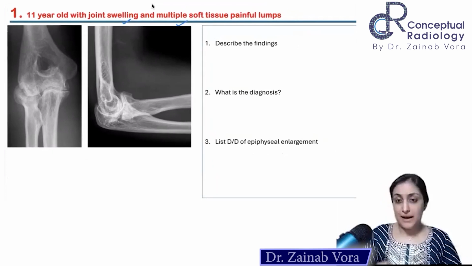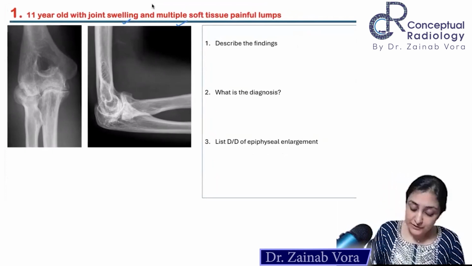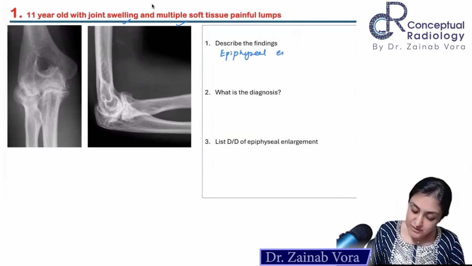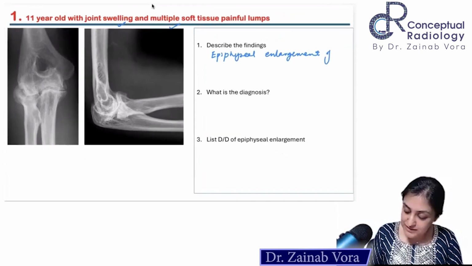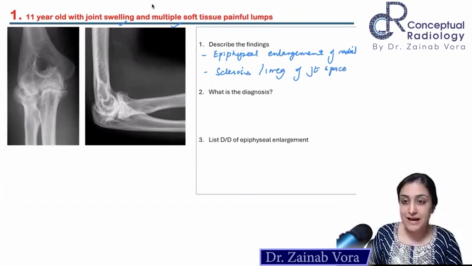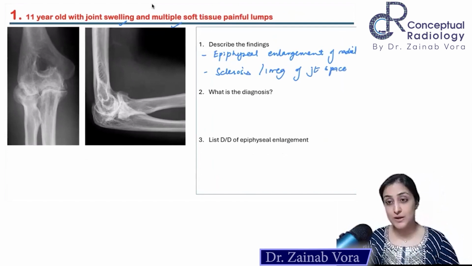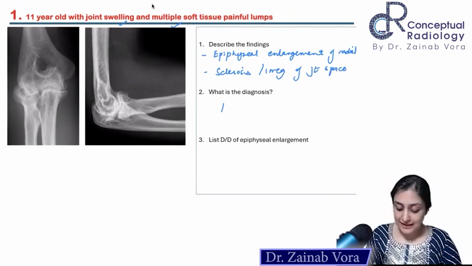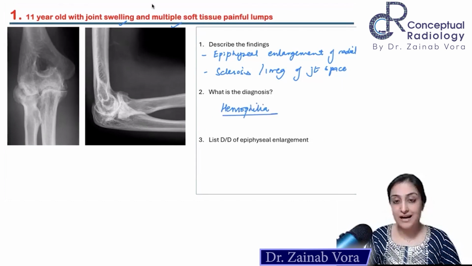So basically the findings here we have to describe as epiphyseal enlargement of the radial head. What else do we see? We see sclerosis and irregularity of the joint space, indicating arthritis. Okay, so we'll soon be having an approach to arthritis class as well. So the likely diagnosis here is hemophilia, right? So this is hemophilic arthritis.